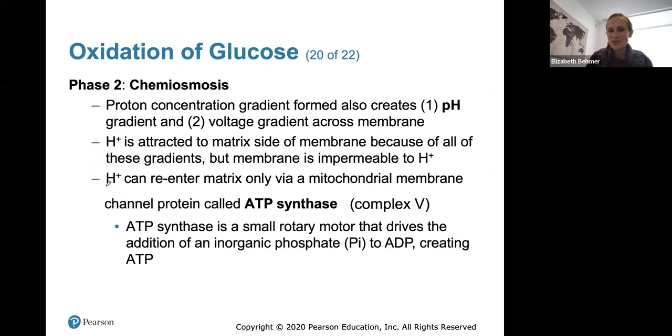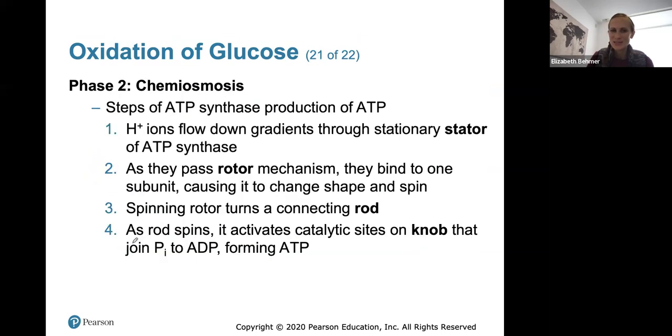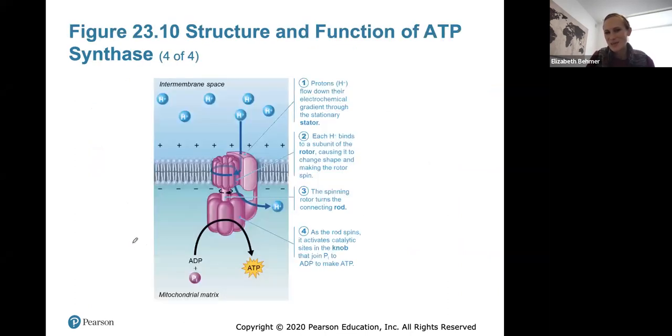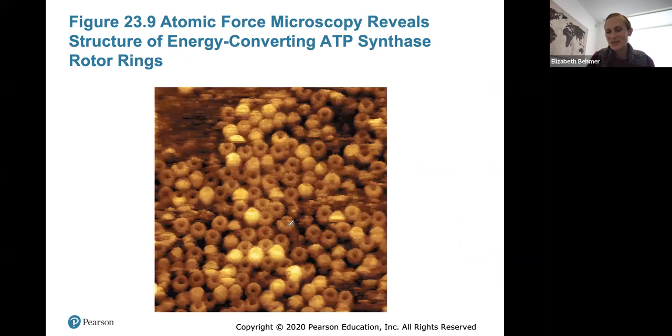Chemiosmosis is where the hydrogen ions re-enter the matrix only via this ATP synthase, which is like a small rotary motor that drives the addition of that phosphate group to ADP, creating most of our ATP. So this describes chemiosmosis, how the hydrogen now flows down its concentration gradient through this motor. The motor spins and forms ATP. It's really interesting how the motor spins, and you can read through the steps here, and it's even more fun to see it underneath a microscope.